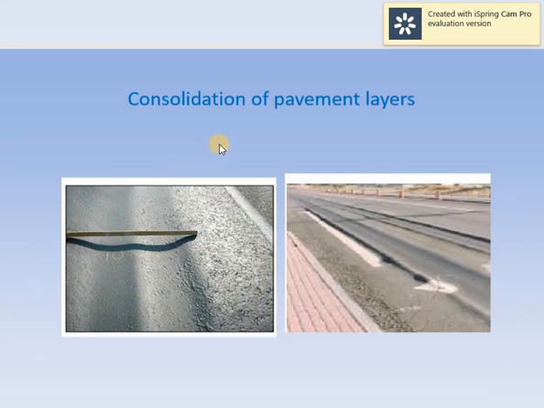The second one is consolidation of pavement layers. In this figure, you can see the formation of ruts in this type of failure. A rut is a depression. You can see the depression or groove in a road made by travel of wheels. This type of failure is caused due to repeated application of load along the same wheel path, resulting in longitudinal ruts. Wearing of the surface course along the wheel path results in shallow ruts.